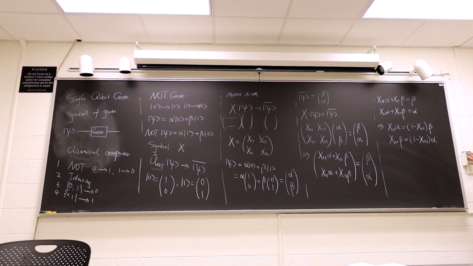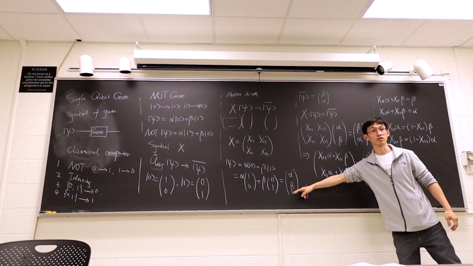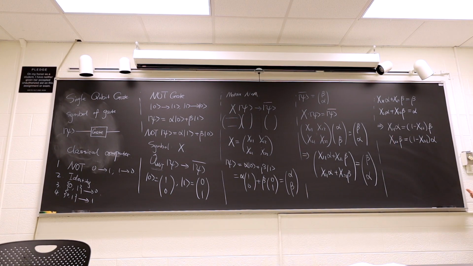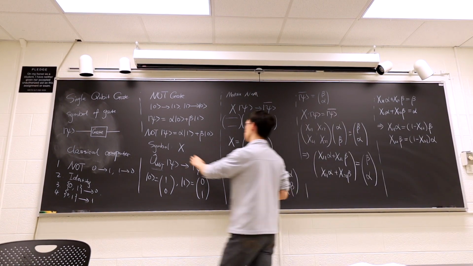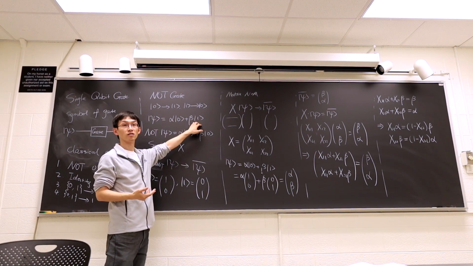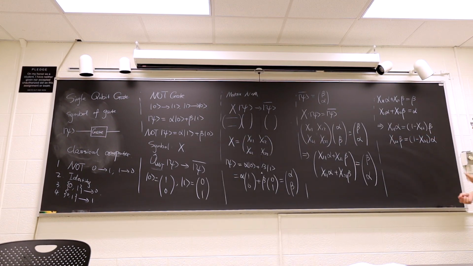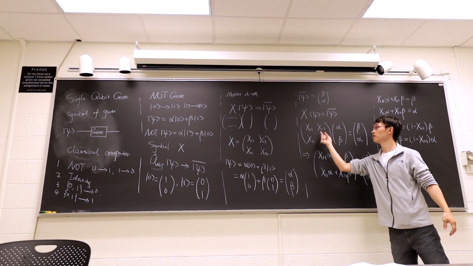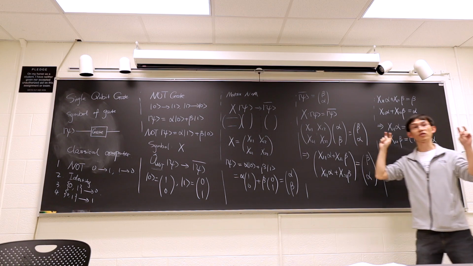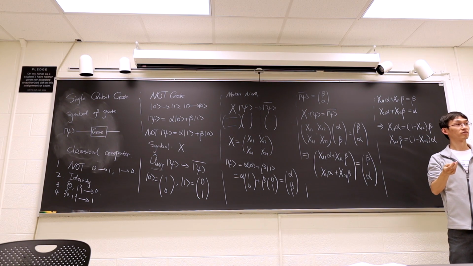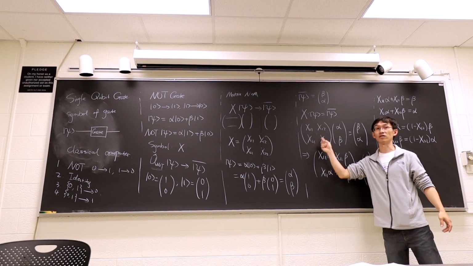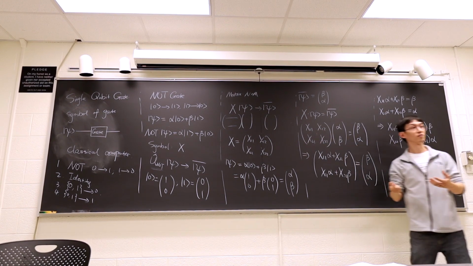Now, there's an interesting thing here: this equation has to be true regardless of what alpha and beta are. Right? You should be able to operate your NOT gate on any possible state, because when you operate your gate, you don't know what input it is. So your gate should not be a function of your input state. All this x should be a number that's not related to alpha and beta.